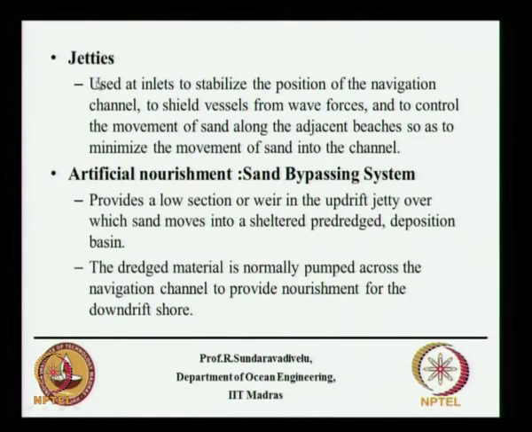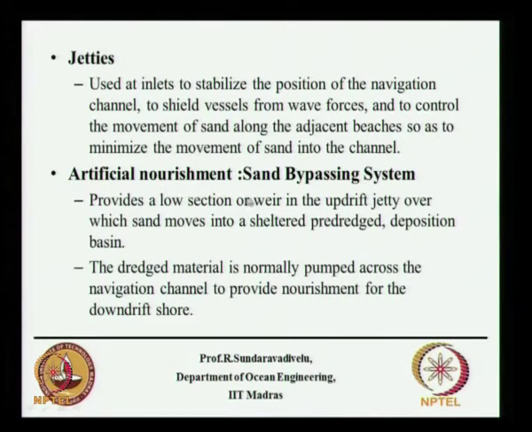Then we have jetties. These are used at inlets to stabilize the position of the navigation channel, to shield vessels from wave forces, and to control the movement of sand along adjacent beaches so as to minimize the movement of sand into the channel. Jetties are built mainly at the inlets.